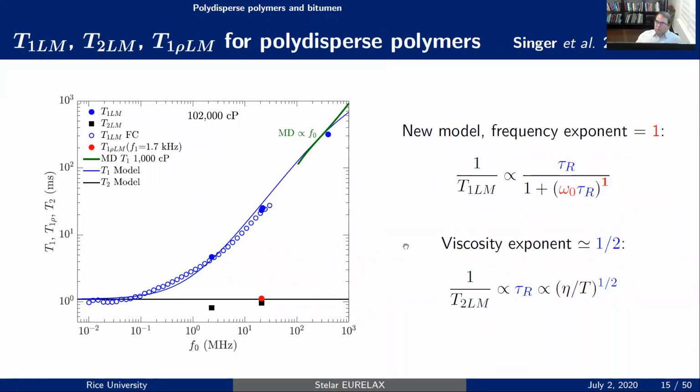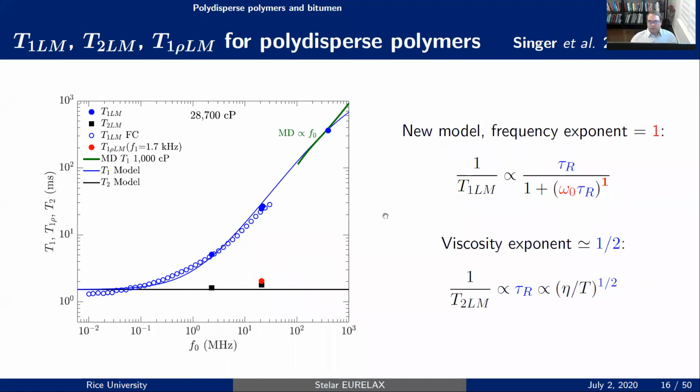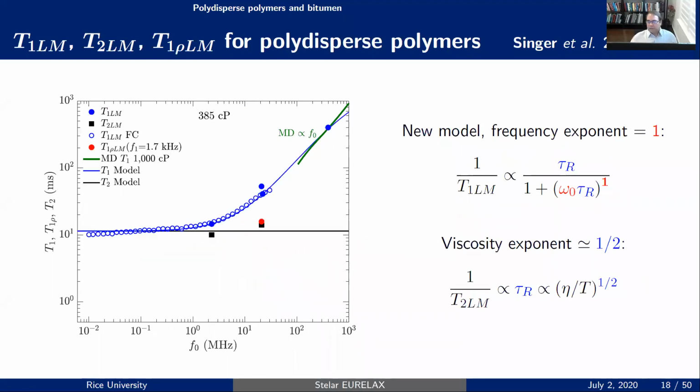Let's look into a little bit more detail about the fit. And here we show the most viscous polymer. We show T1 and T2. T2 is in black, and T1 rho in red. And what we find is the model agrees pretty well. Okay, this is for 100,000. This is for the lower viscosity, lower yet, and then the lightest. Okay, so the model fits quite well. And this is the model both in the slow motion regime and the fast motion regime. So really, thanks to the field cycling data, we're able to extend the analysis of our model.